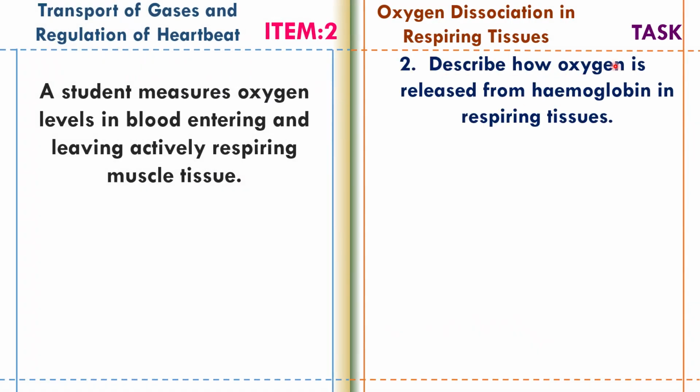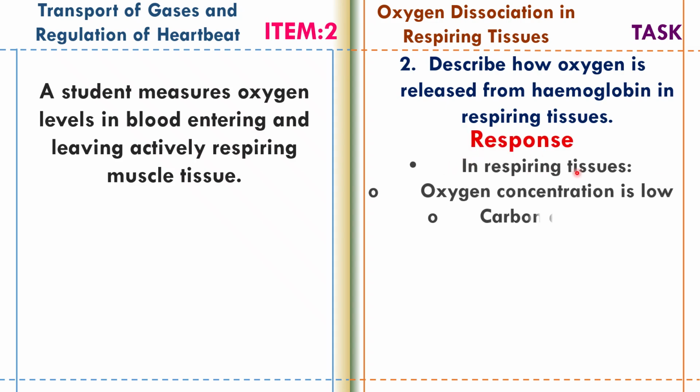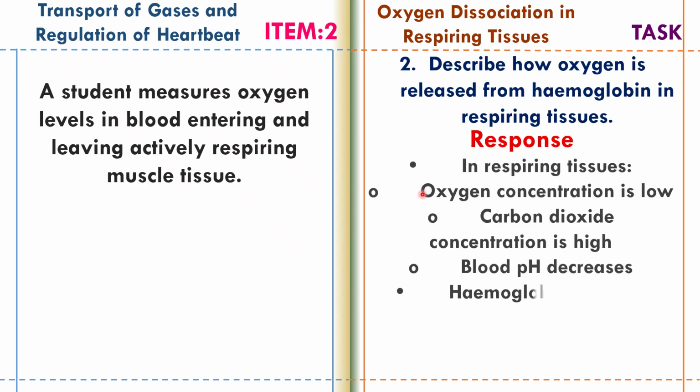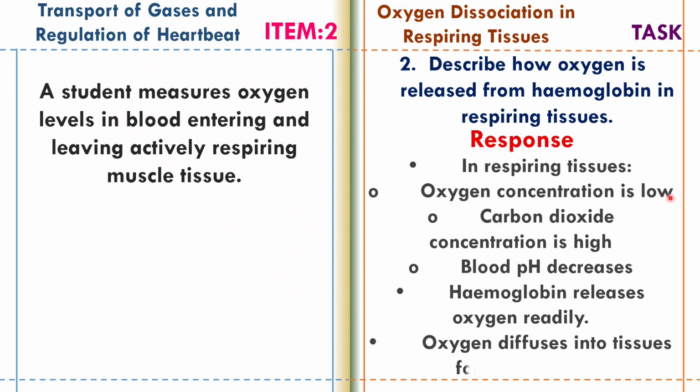Describe how oxygen is released from hemoglobin in respiring tissues. In respiring tissues, oxygen concentration is low. Carbon dioxide concentration is high. The blood pH decreases. Hemoglobin releases oxygen readily, and oxygen diffuses into tissues for respiration.